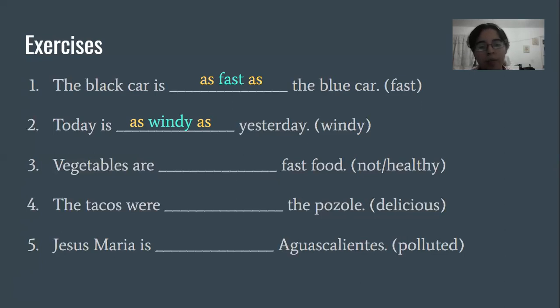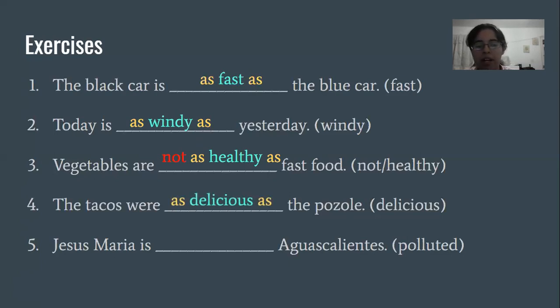The third one, vegetables are fast food, and then it's not, and the adjective is healthy. So vegetables are not as healthy as fast food. As we know, vegetables are healthier than fast food. That's why it's different. Then number 4, the tacos were as delicious as the pozole.